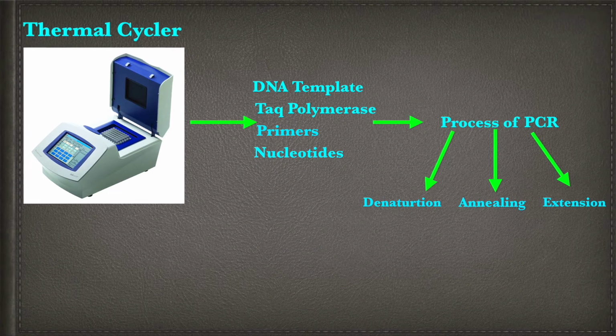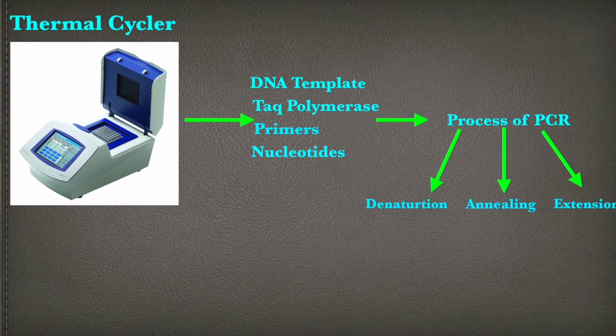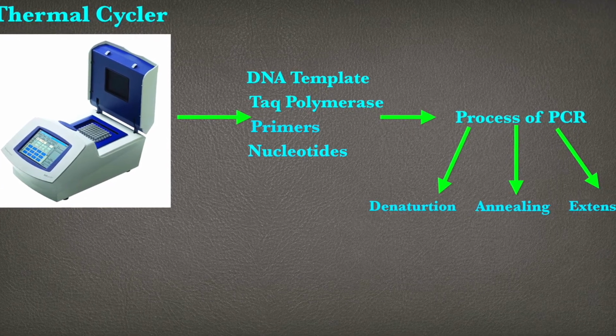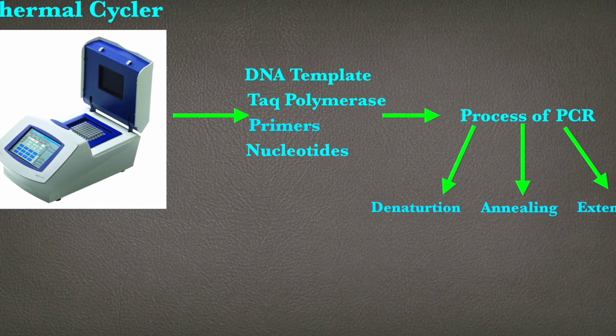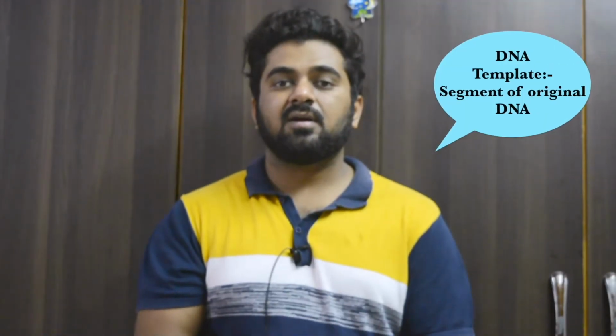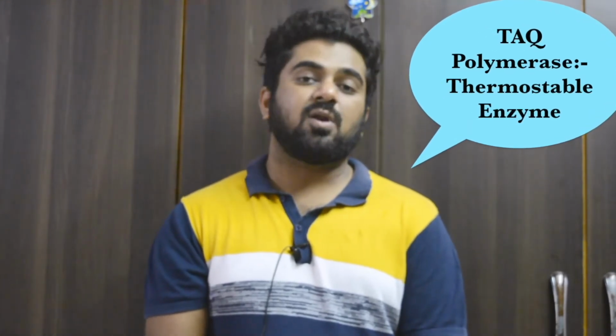Now the instrument which is used in this PCR technique is called a thermal cycler, right? The components that are added into this thermal cycler include DNA template, Taq polymerase, primers, and nucleotides, right? Now the DNA template is nothing but a segment of our original DNA which is going to be replicated. Taq polymerase is the enzyme which is required for the DNA replication, right? Taq polymerase is a thermostable enzyme. This enzyme is derived from the heat-tolerant bacteria called Thermus aquaticus.